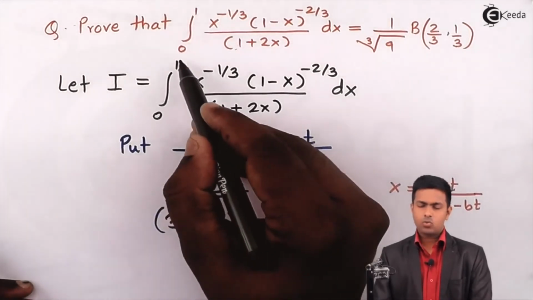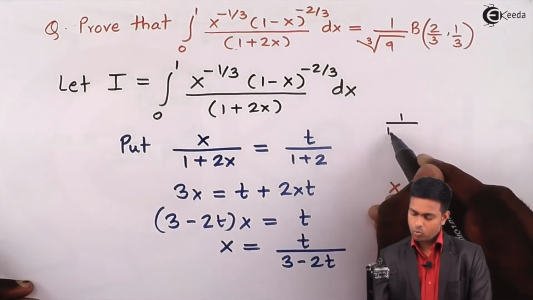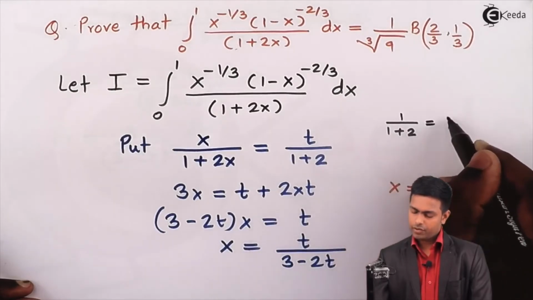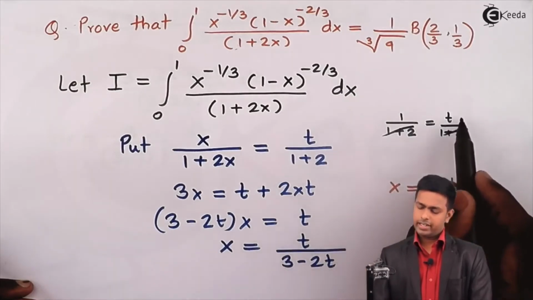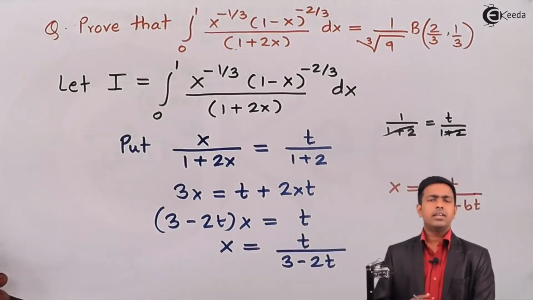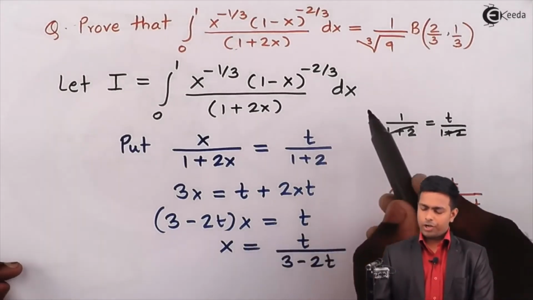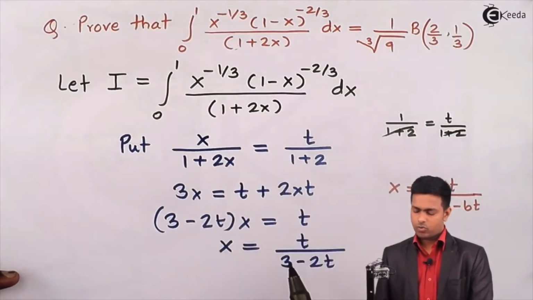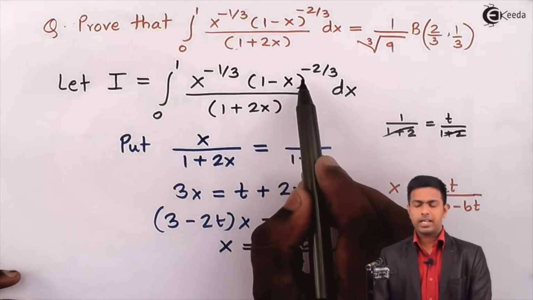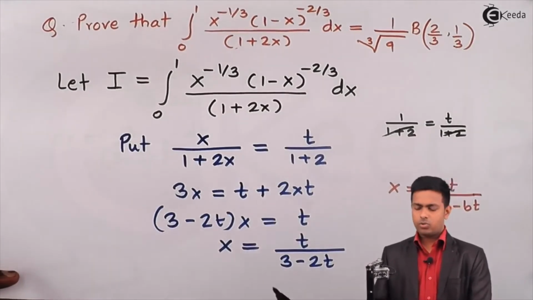Next, when x is 1, here we will get 1 upon 1 plus 2, that is 3, which is equal to t upon 1 plus 2. So we can cancel this and we'll get t as 1. So in short guys, the limit remains same. So limit is from 0 to 1. Now we got the value of dx, we got limit, we got the value of x over here. Now let's find out the value of 1 minus x and 1 plus 2x in terms of t. Then we can do the substitution.